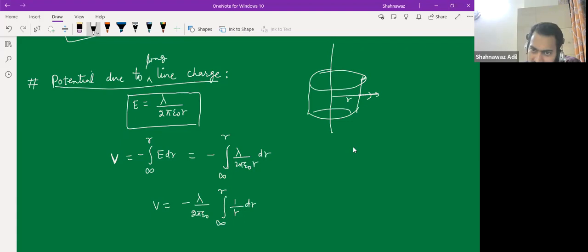So what is the integration of 1 over x? Do you guys remember? Can you tell me what is the integration of 1 over x?